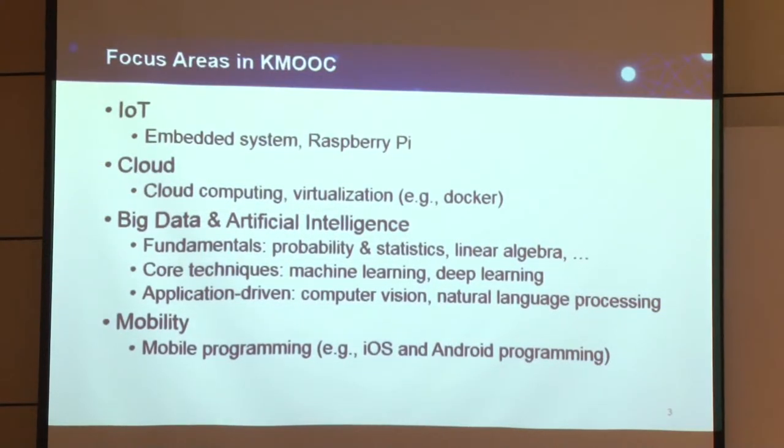But in terms of those keywords around this fourth industrial revolution, they can be composed of four parts, mainly related to these technical fields. The first one is Internet of Things, the second is cloud computing, the third is big data and artificial intelligence, and the last one is mobility. In detail, IoT in terms of its curriculum contains embedded systems such as Raspberry Pi and programming related to these embedded systems and low power systems.